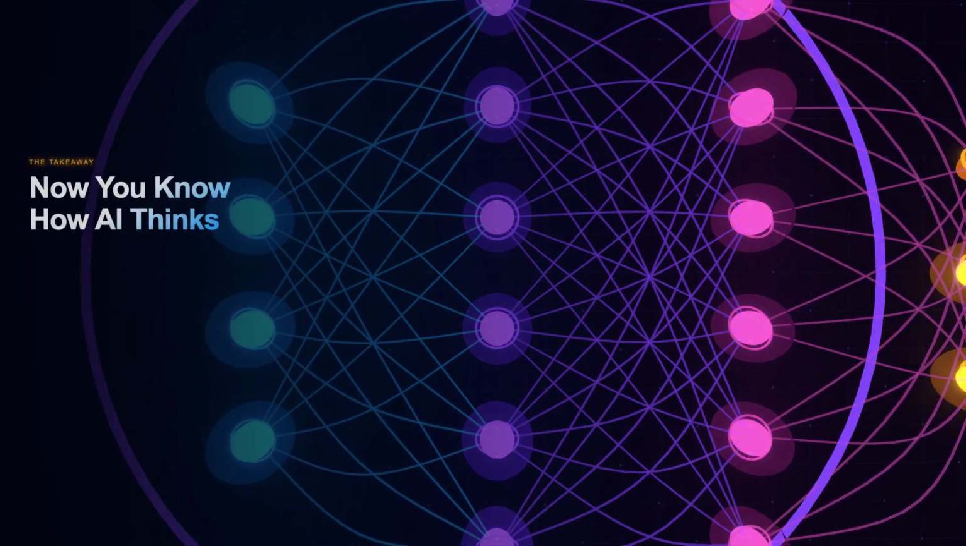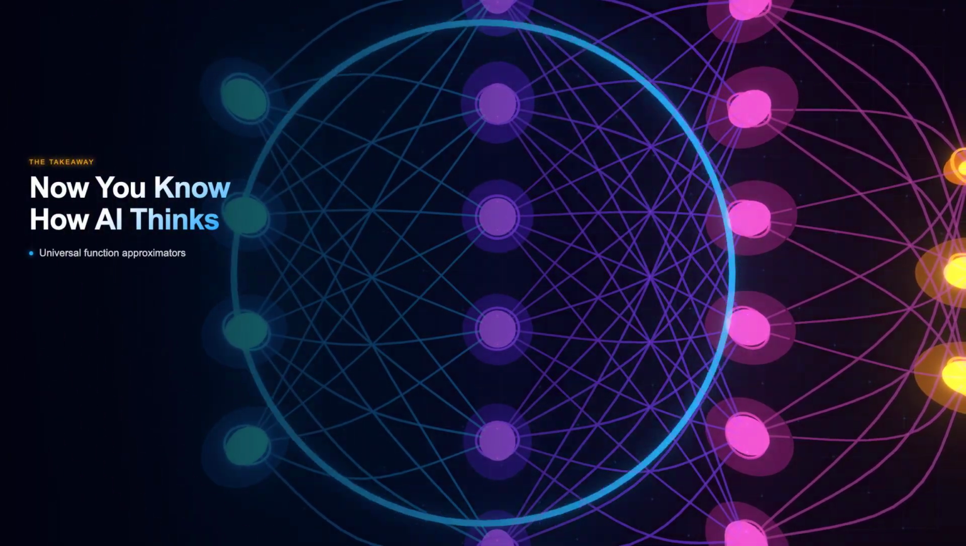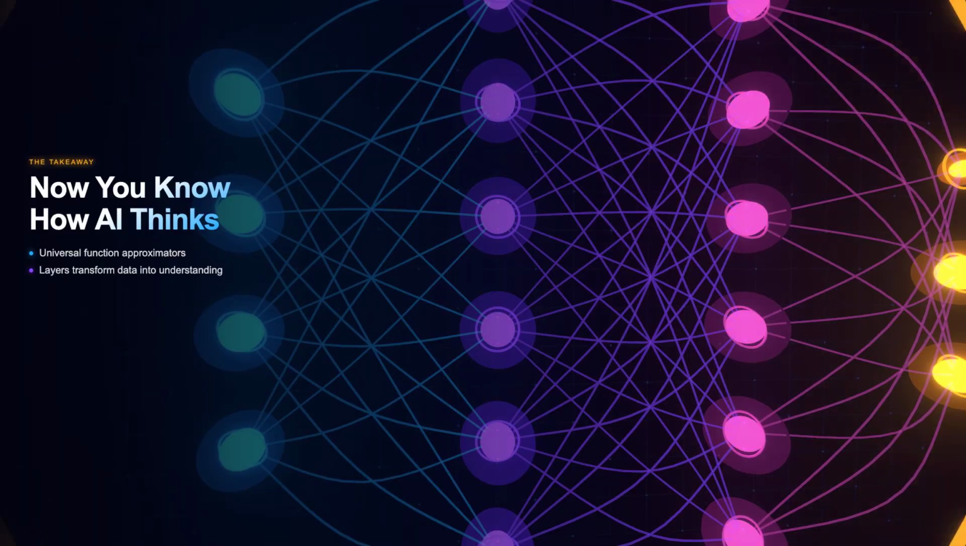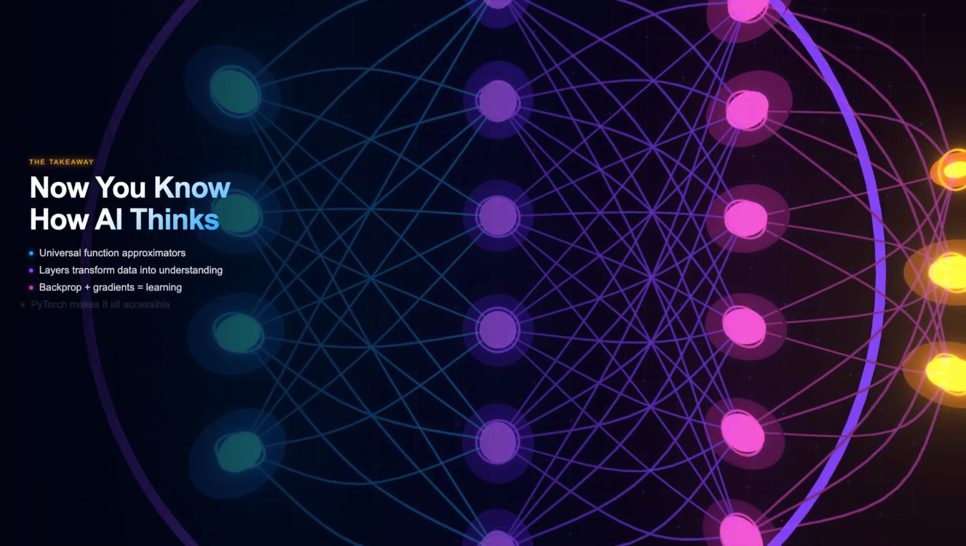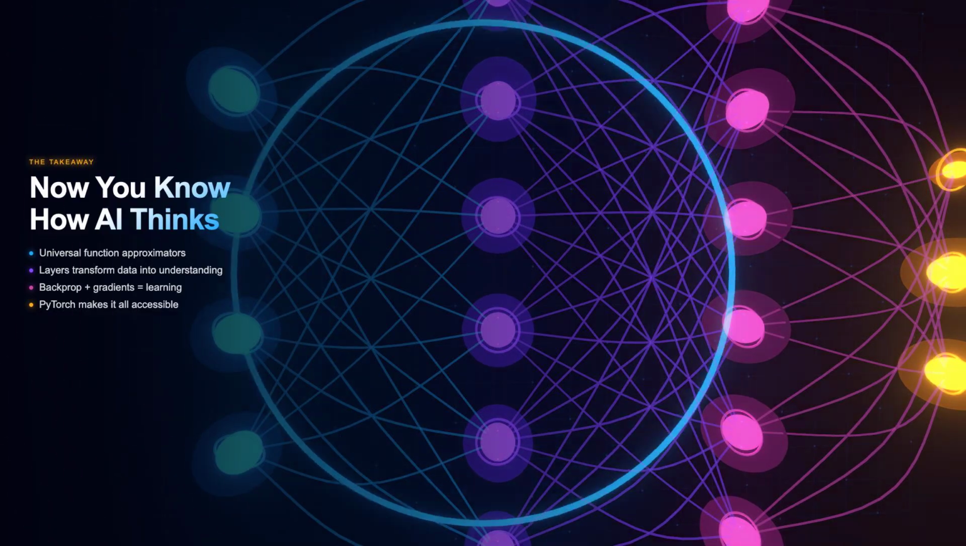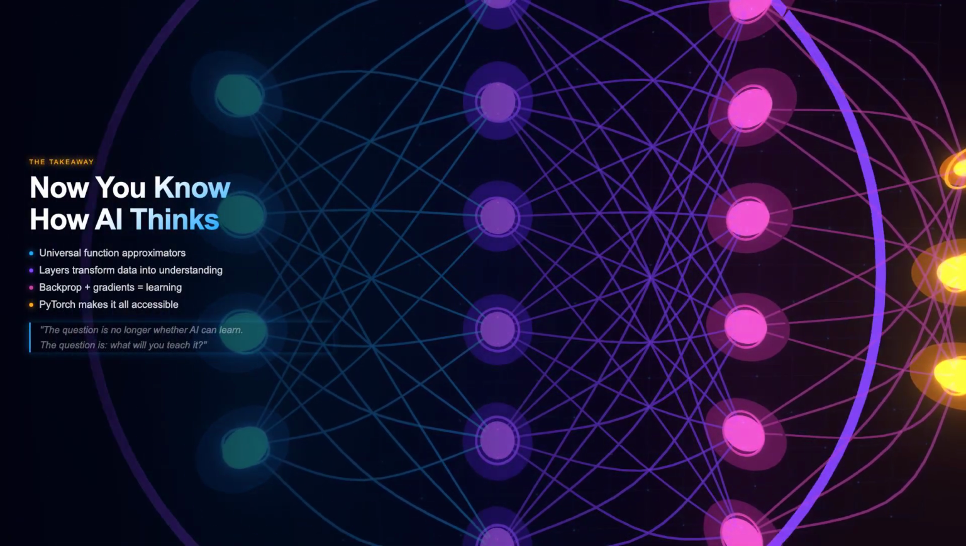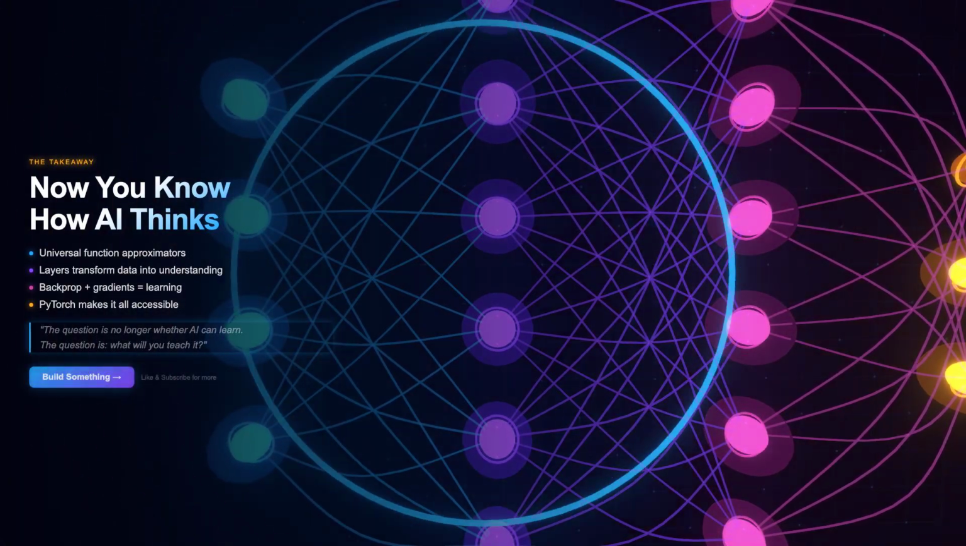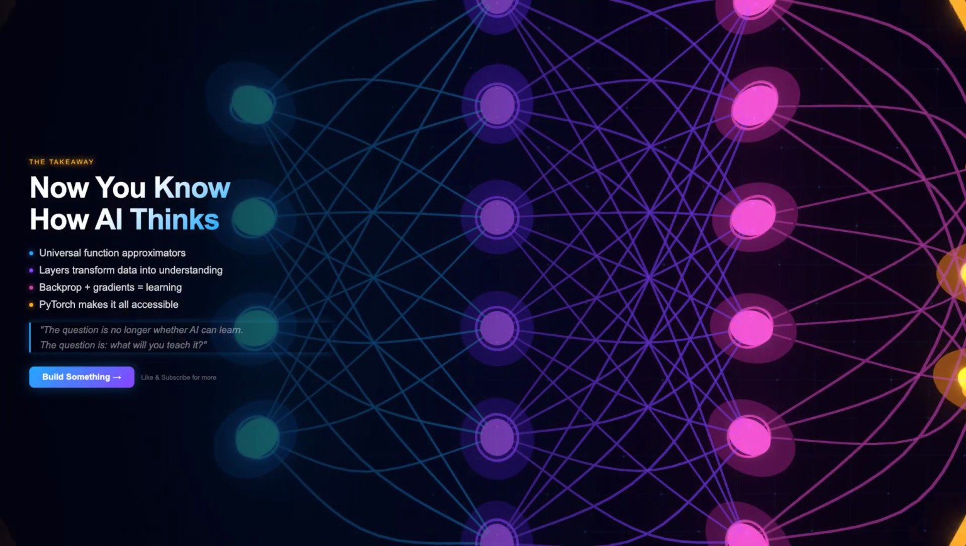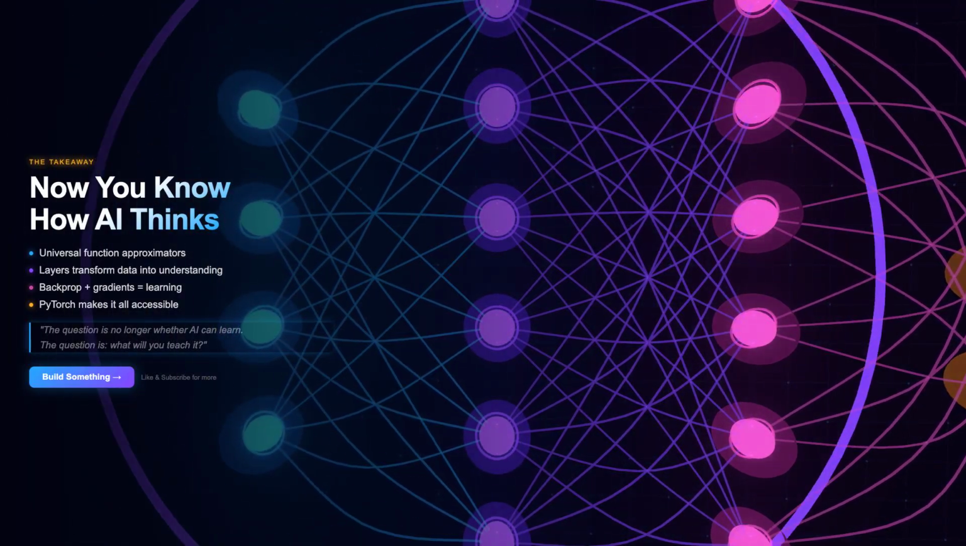Neural networks are universal function approximators. Given enough data and the right architecture, they can learn to approximate virtually any function. From image recognition to natural language processing, from protein folding to generative art, it all comes back to these simple mathematical operations stacked in layers.